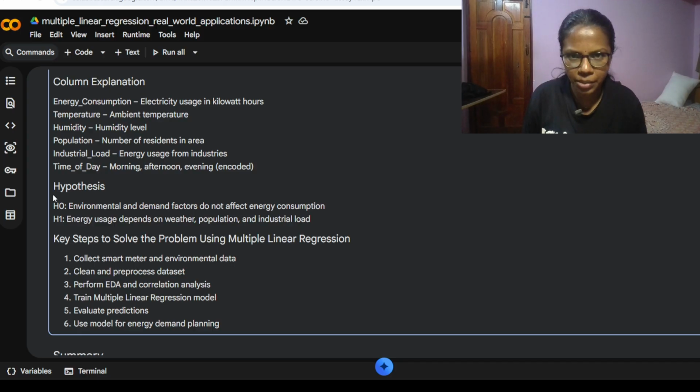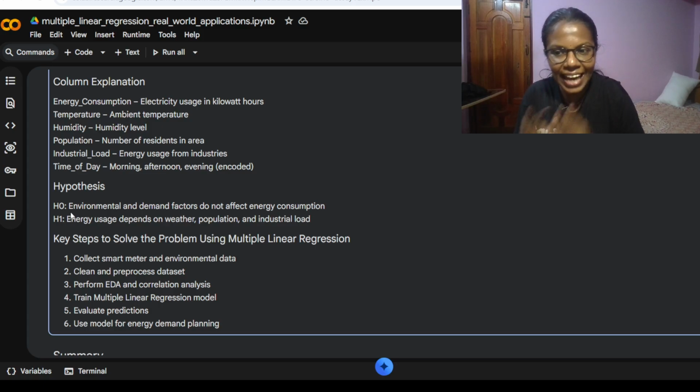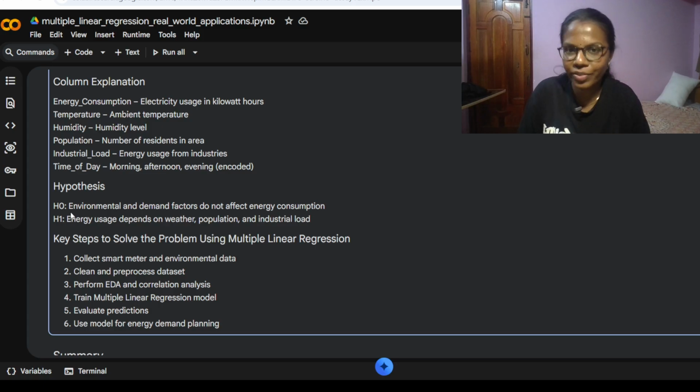So for this kind of problem statement, what could be my null hypothesis? Environmental and demand factors do not affect energy consumption, but they will definitely affect it. Energy usage depends on weather, population and industry load. So absolutely for this kind of problem statement, the alternate hypothesis will hold.